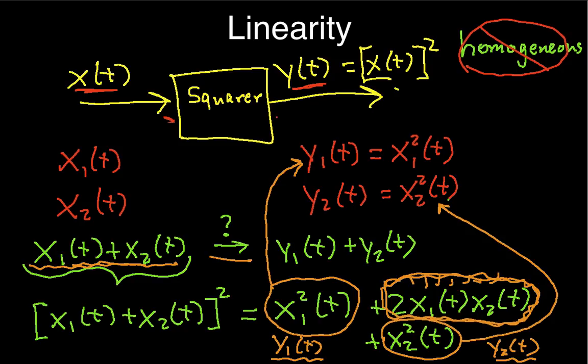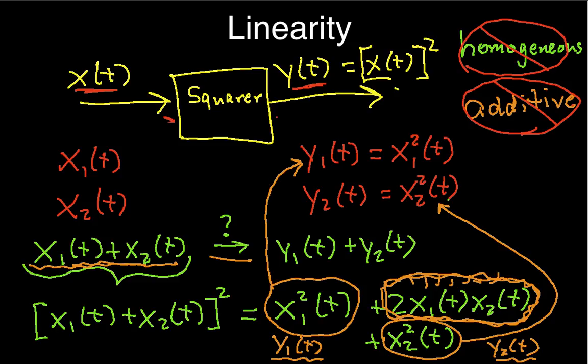So the question is, if I put x1 and x2 in, do I get y1 plus y2 out? The answer to that is no. And so we can say then this system is also not additive. Okay. So this system is neither homogeneous nor additive, and that means that it is not a linear system. It turns out that even though it's not a linear system, it can be quite useful in certain applications.